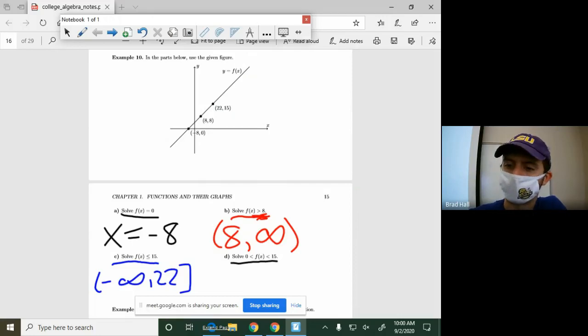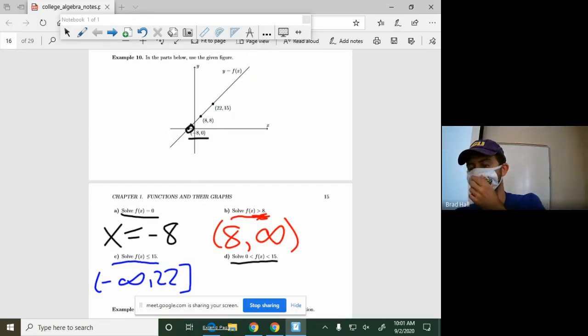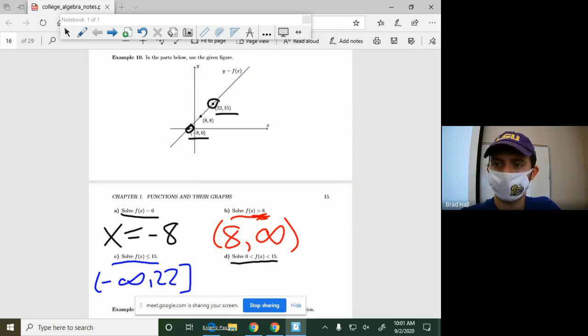So when the function is 0, seems to happen right here. I'm going to put an open circle there because at 0, we just have less than. 15, when is the function 15? Seems to happen right there. I'm going to put another open circle there because, yet again, we have another less than sign, no equal to part. And now it wants to know when the function is in between those 2 points, which seems to be in this general region.